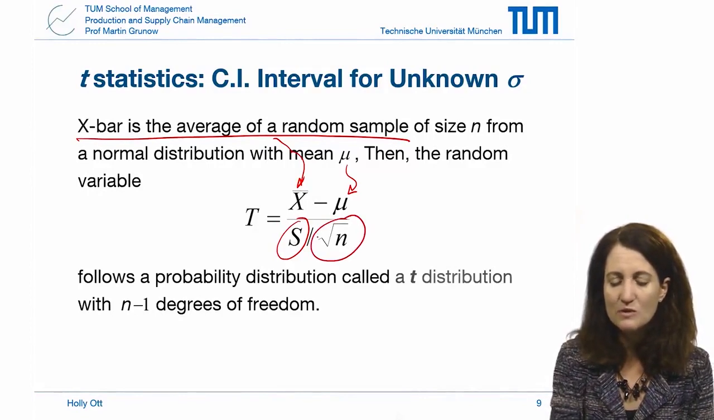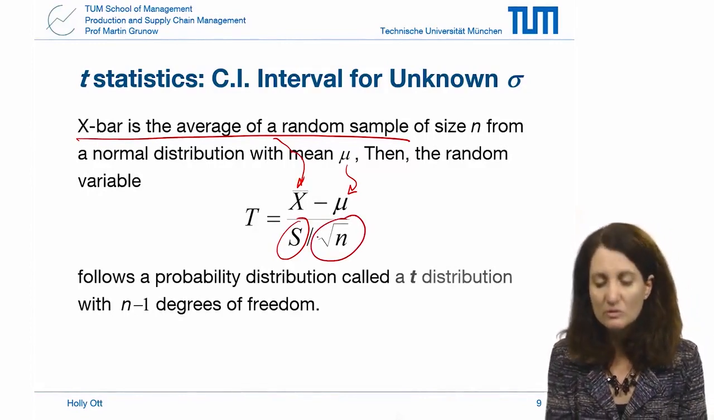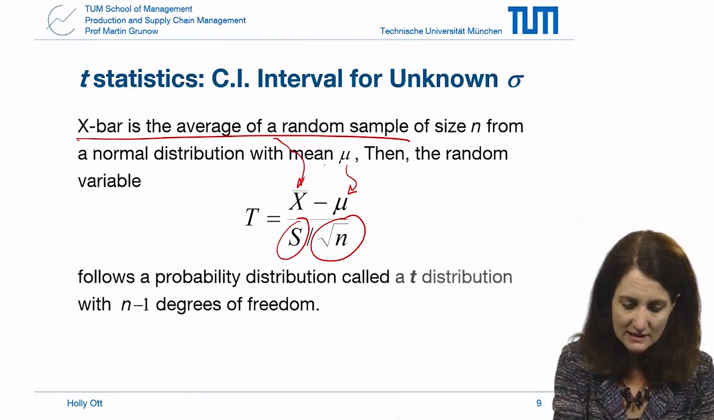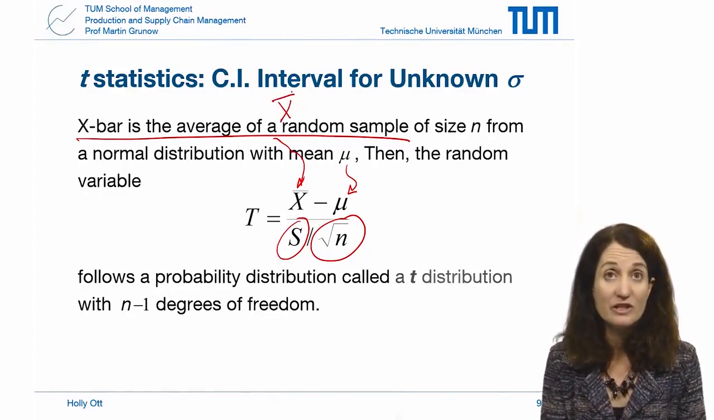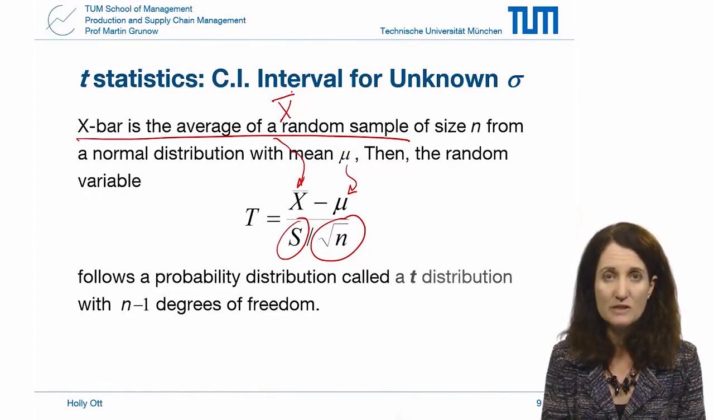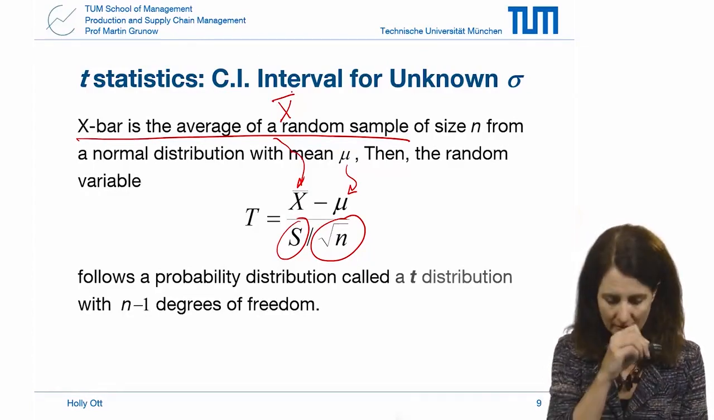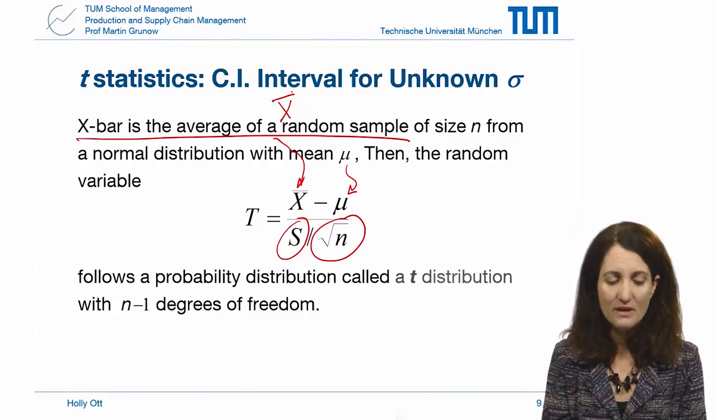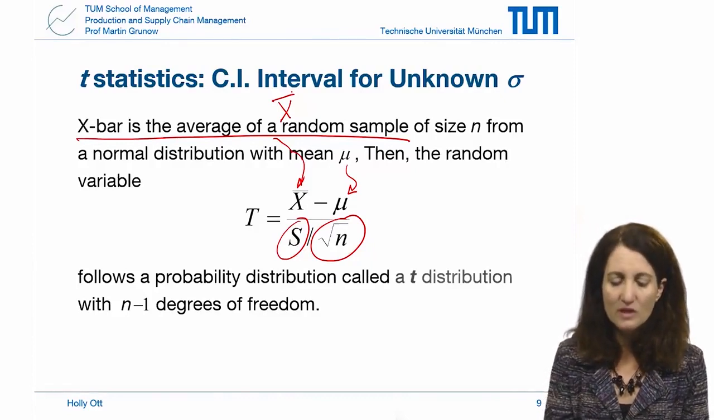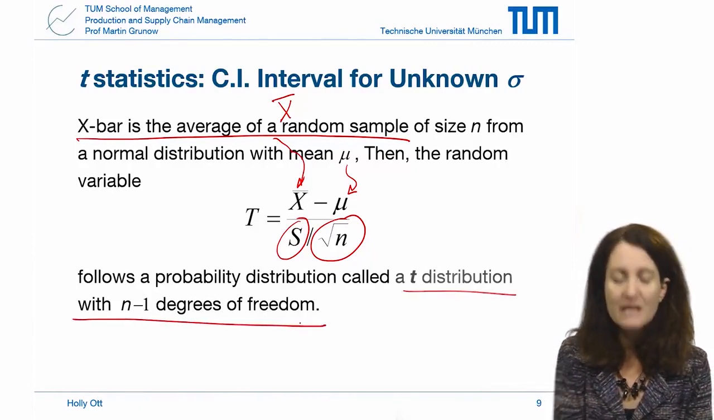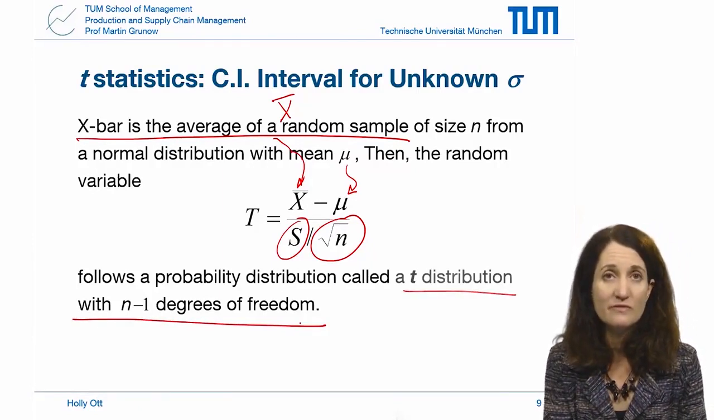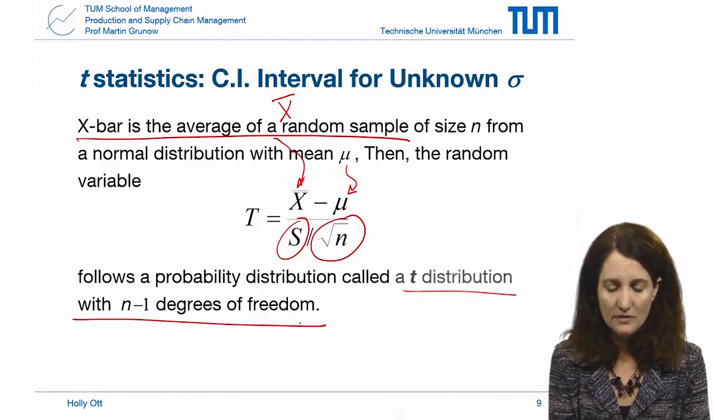And then we have the square root of n because we're dealing here with x bar, a sample average. So the central limit theorem still applies. Now, this t variable follows a probability distribution called the t distribution with n minus 1 degrees of freedom.